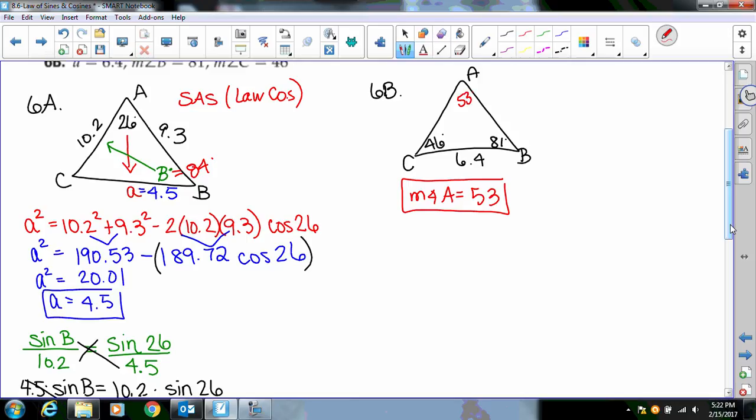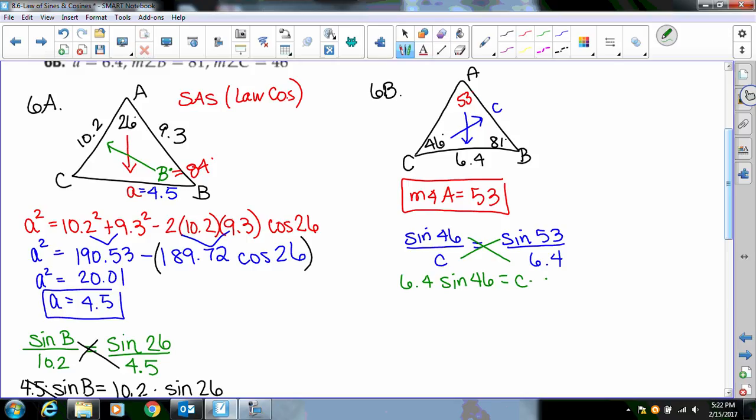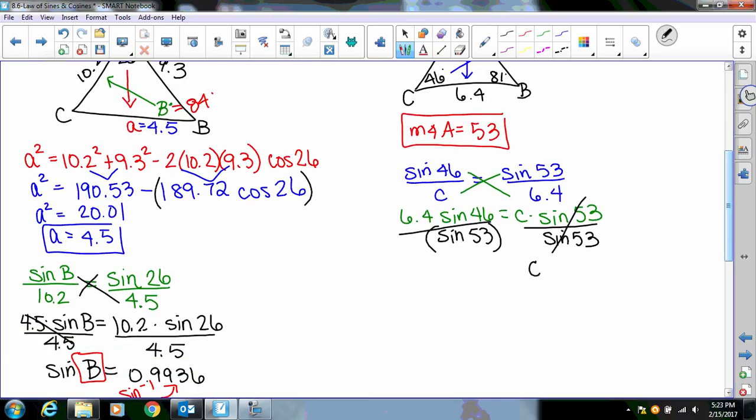Now, you're given more angles than sides. So more angles than sides means law of sines. So this would be little c. So let's find little c. These are across from each other. Sine of 46 over little c equals the sine of 53 over 6.4. And now you can cross multiply. 6.4 times the sine of 46 equals c times the sine of 53. Divide by sine 53, both sides. Remember to put that in parentheses as your denominator. C to the nearest tenth would be 5.8.